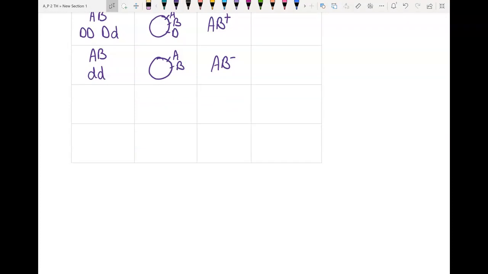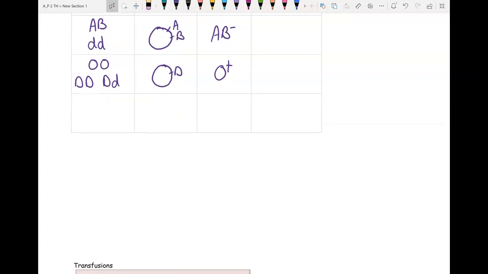O is the recessive trait. So in order to have type O blood, you have to get an O allele from each parent. And remember, there's no O antigen. That just means you don't have A or B. If you have at least one big D, you would have D's. This is O positive. And if each parent gives you an O and each parent gives you a lowercase d, you have no antigens at all, just this naked red blood cell. This is O negative.